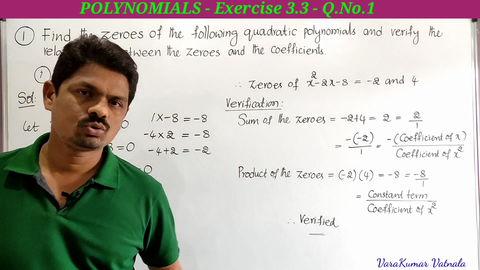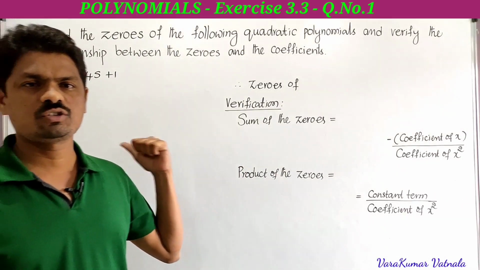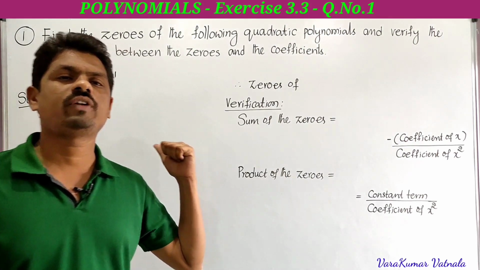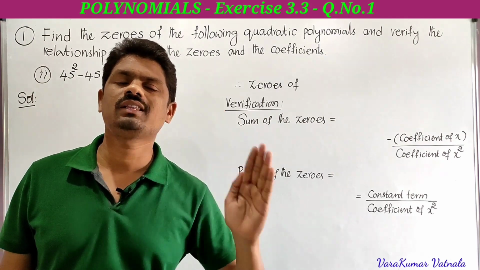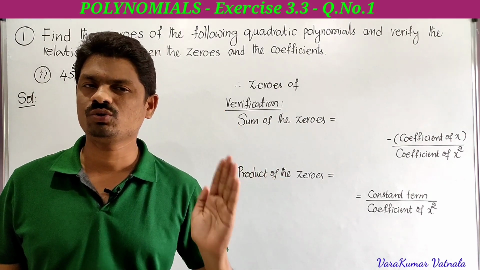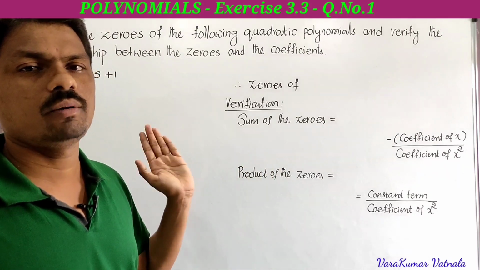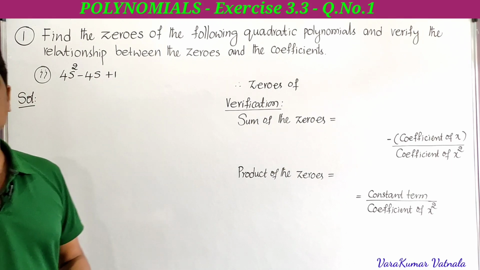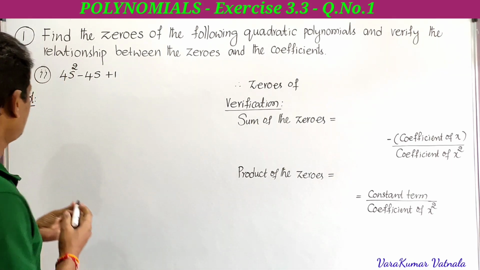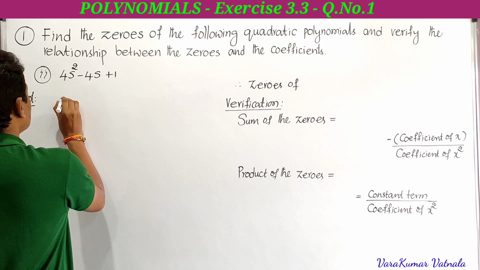So next we have to solve the second bit. This is the second bit in the first problem. Again we have to find the zeros of the given quadratic polynomial. Then we have to check the relation between the zeros and the coefficients of the given quadratic polynomial. So here 4s square minus 4s plus 1 is given. So see here, let the given polynomial be 0.